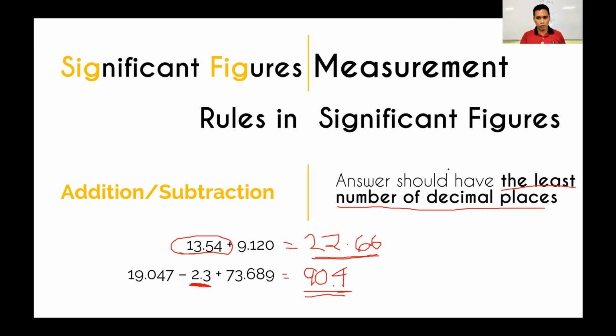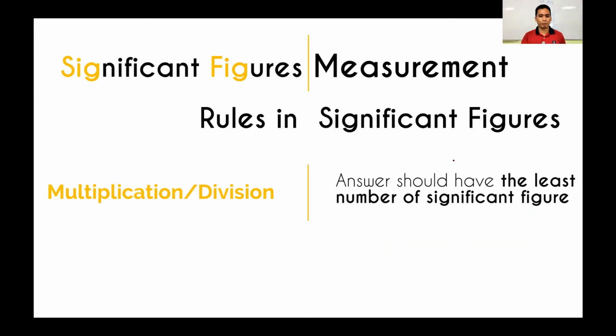Okay, that is for addition and subtraction. So, how about for multiplication and division? For multiplication and division, the answer should have the least number of significant figures. But sir, how do we know the number of significant figures?